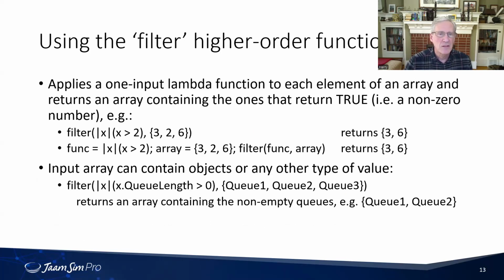So the next one I wanted to talk about is the filter higher order function. This is another very simple function. In this case, it's returning a subset of an array, of the elements in an array that satisfy the conditions specified by the Lambda function. So in the example here, the Lambda function is the element must be greater than 2. So if you apply that to the array containing 3, 2, and 6, only 3 and 6 are returned because those are the only ones that are greater than 2.